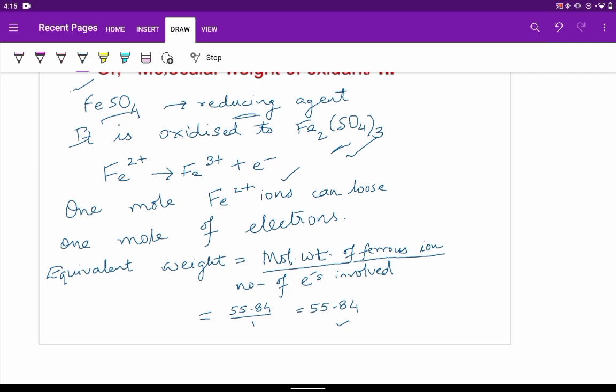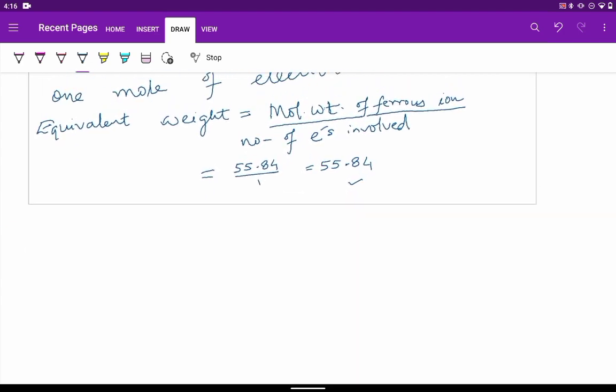Next is equivalent weight. How to do? Molecular weight of ferrous ion divided by number of electrons involved. We can see that there is only 1 electron involved, because when Fe2 plus converts to Fe3 plus, only a single electron is given out. So number of electrons involved is 1. On top we have to write the molecular weight of ferrous ion, that is 55.84. So it is 55.84 by 1. We get 55.84.